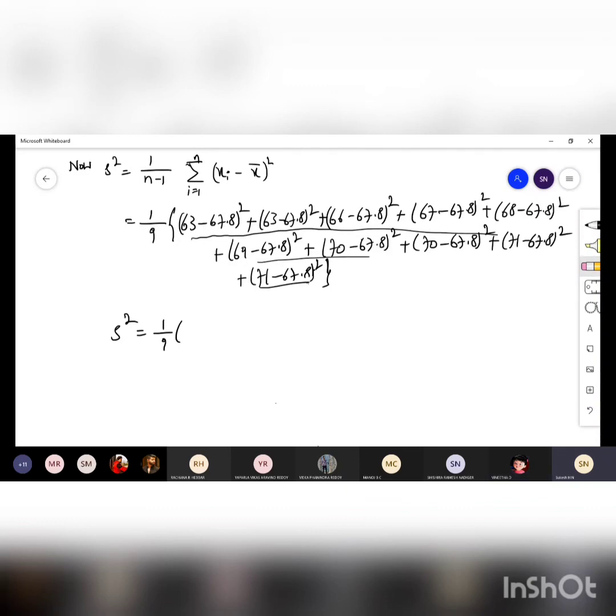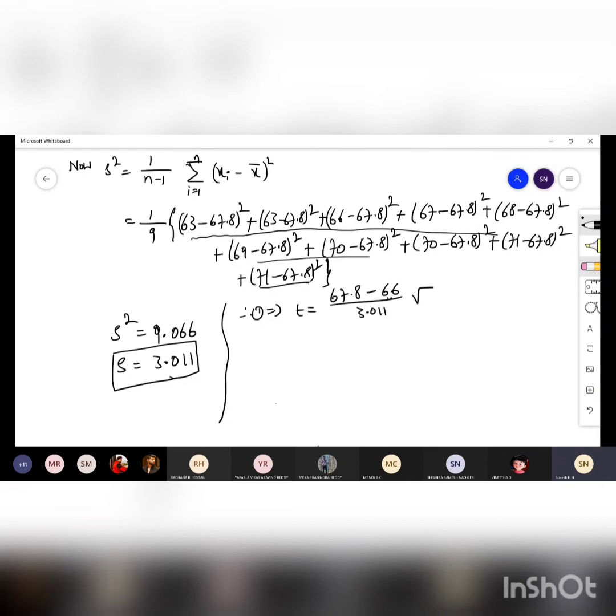Very good. So that will be the last one. After multiplying with 1 by 9 into this bracket, you will get as 9.066. Then if you take the square root of that, you will get as 3.011. Then substitute these into equation 1. So equation 1 becomes t is equal to x bar will be 67.8 minus mu is 66 divided by s value is 3.011 into square root of 10.